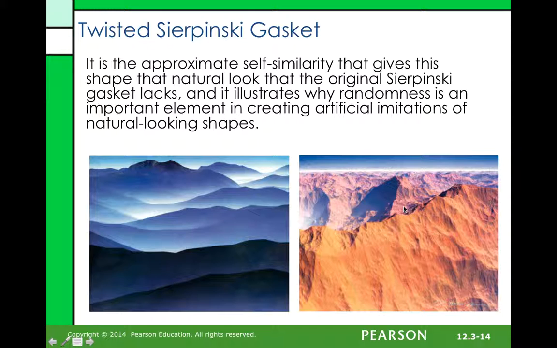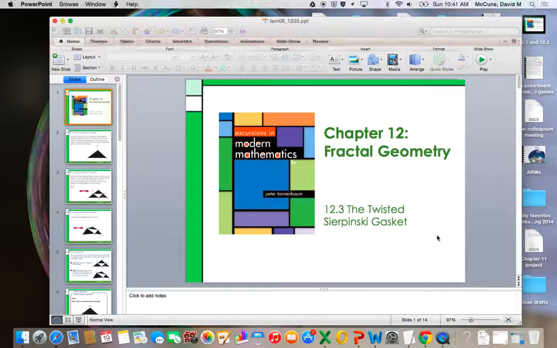So it's the approximate self-similarity that gives the shape its natural look, that makes it look like mountains. The original Sierpinski gasket doesn't really look like something you'd see in nature because it's too exact. This illustrates why randomness is an important element in creating artificial imitations of natural-looking shapes. Natural-looking shapes just aren't exact in the way that the original Sierpinski gasket is exact. But because of the randomness involved in the twisted Sierpinski gasket, you will get pictures that look more or less like things that show up in nature.